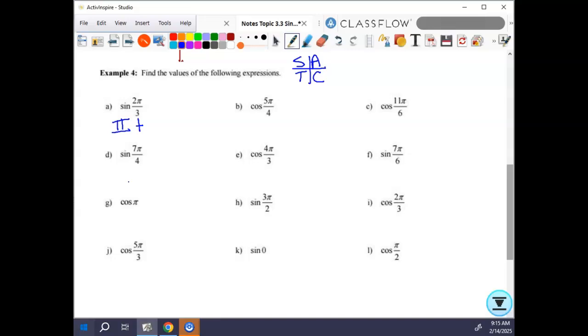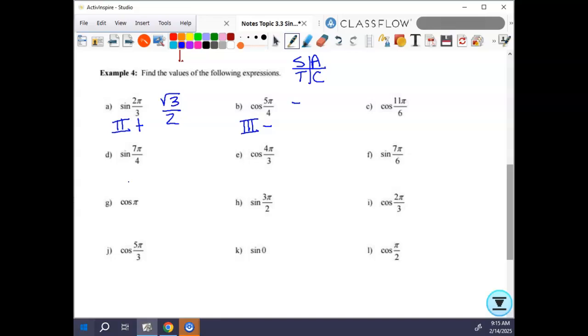You can use your hand. What is the sine of pi thirds? Square root of 3 over 2. Okay. B, what quadrant is 5 pi fourths in? Third. Okay, good. In the third quadrant, is cosine positive or negative? Negative. So I know my answer is going to be a negative something. What is the cosine of pi fourths?